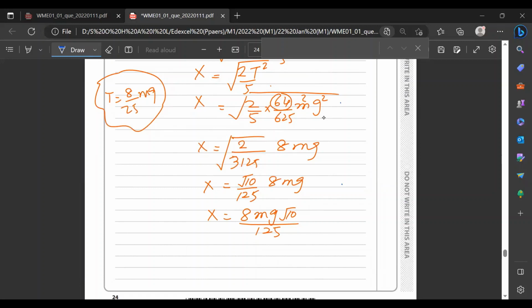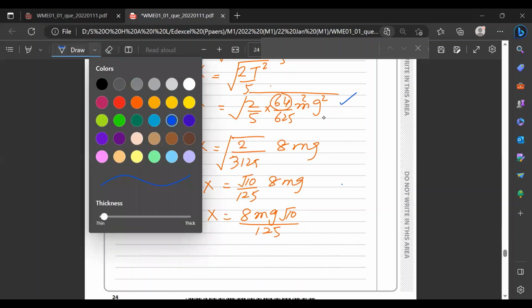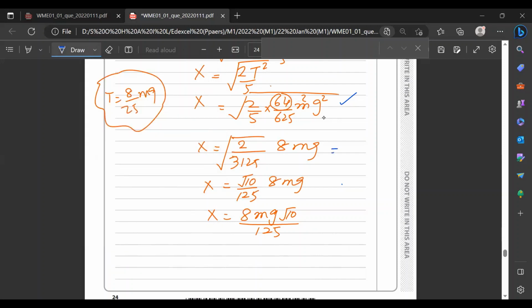So if you're not comfortable with this type of working, what you can do after reaching here is use a calculator to get the answer. So 2 multiplied by 64 divided by 5 and again by 625, and the square root of this, multiplied by 9.8, is 1.98 m, or 2 m, or 2.0 m.